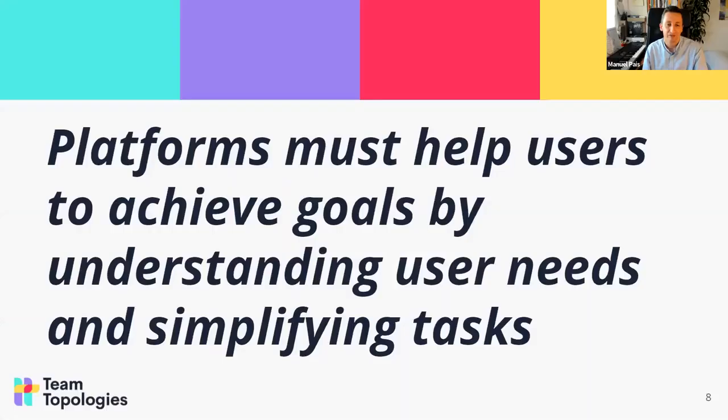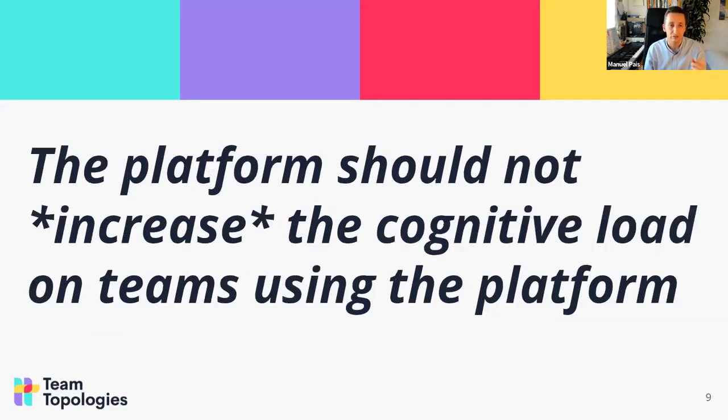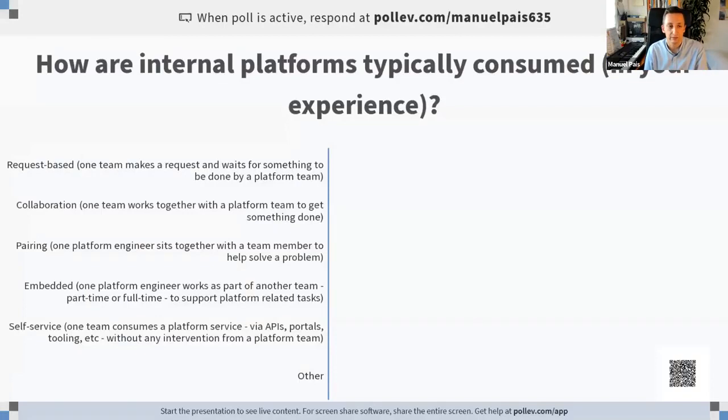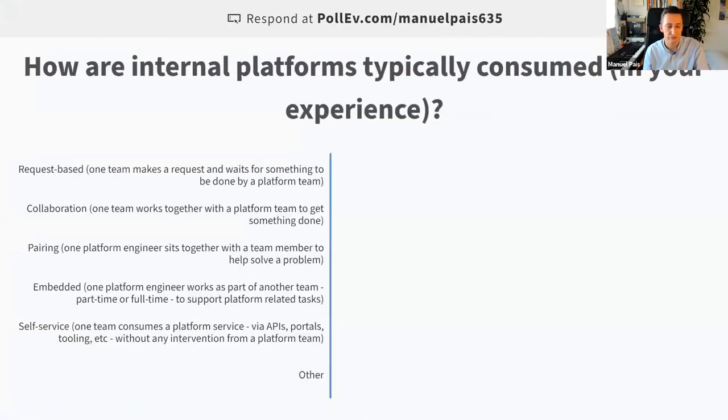Let's move on. So just to quickly sort of key takeaways here is that the platforms must help the users achieve the goals. So we need to understand their needs and simplify the tasks for them. So it's kind of what we've been saying. And importantly, the platform should not increase the cognitive load on teams, which is effectively what often happened with traditional platforms, because we're not paying enough attention to the user experience, to the customer needs, and we're plus mandating the platform on everyone.